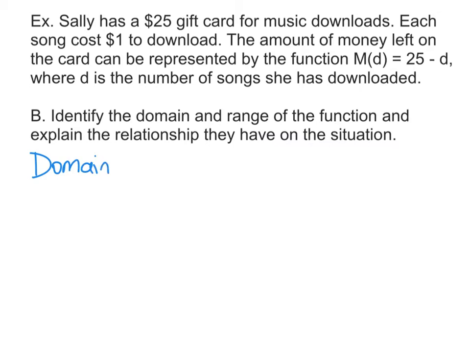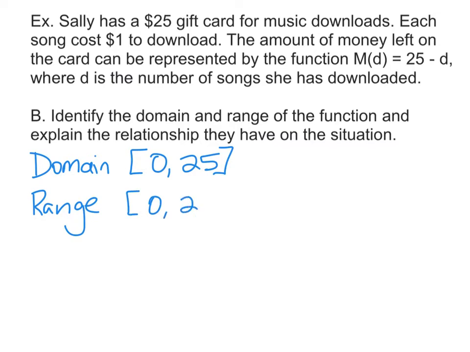The domain is my x values. So my domain is anywhere from 0 to 25, because I know I'm including anything from 0 to 25. My range, even though I technically start at 25, is also anywhere from 0 to 25. I cannot go below 0. I cannot go above 25, because that is the amount of money I have on the card. And I can't add money to it. It is a gift card, okay?